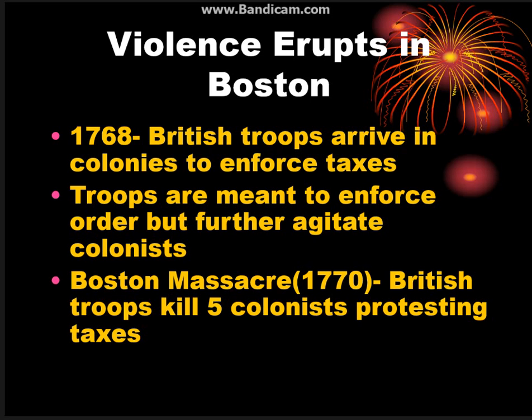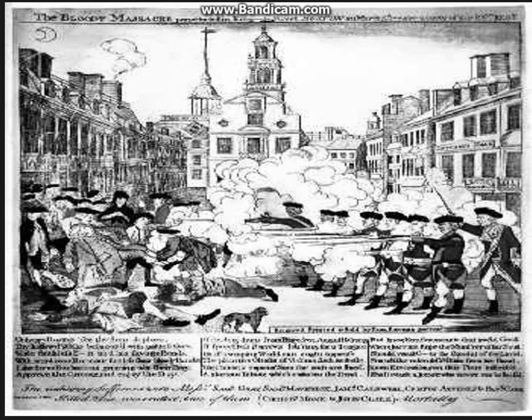A group of colonials in Boston started harassing a detachment of British troops. The British were essentially surrounded. The colonists were throwing ice balls at them, oyster shells, rocks, and in the chaos and confusion, the British opened fire. Five colonists were killed. And this was a tragic event, but it was by no means a massacre. However, that is exactly how it was portrayed.